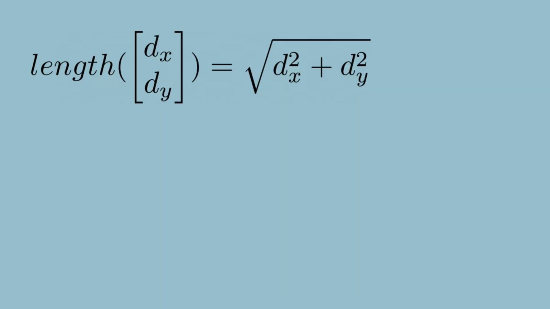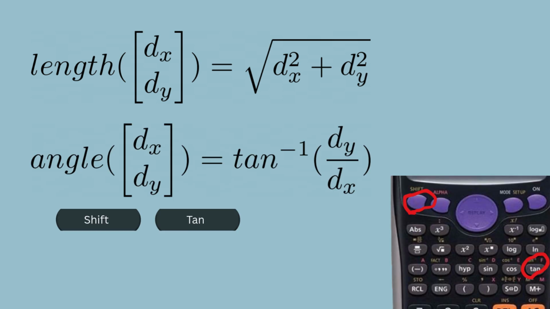If you want to calculate the length of a vector from the components, you can obviously use the Pythagorean theorem. You can also calculate the angle of a vector by using the inverse tangent function of your calculator.